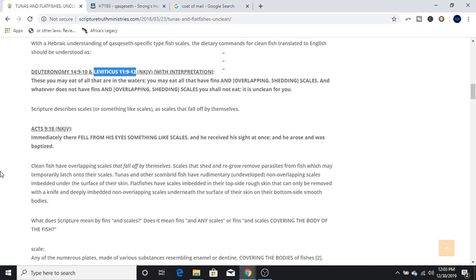With a Hebraic understanding of specific type fish scales, the dietary commands for clean fish translated to English should be understood as Deuteronomy 14:9-10 and Leviticus 11:9-12. These you may eat of all that are in the waters. You may eat all that have fins and overlapping shedding scales, and whatever does not have fins and overlapping shedding scales, you shall not eat. It is unclean for you. And let me show you where they're getting this understanding from, because they went into the Hebrew word and we're going to see what it means.